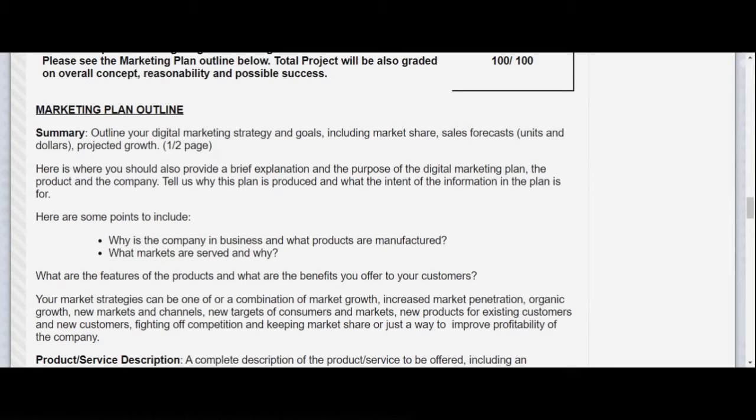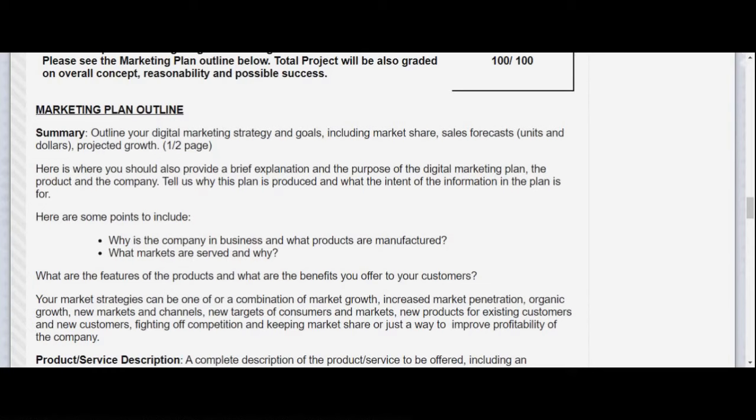Or maybe you want to bring in a new product altogether for an existing customer base. So maybe you sold shoes and now you decide to sell umbrellas that match the shoes. So you're going to expand and be able to sell a new product to your existing customer base by selling them an umbrella to go with their matching shoes. So that's some of the growth strategies.